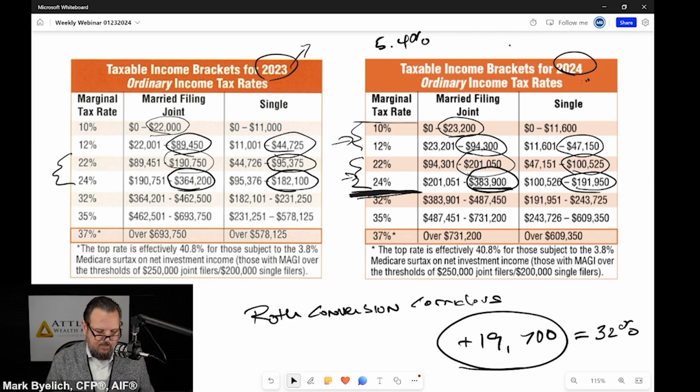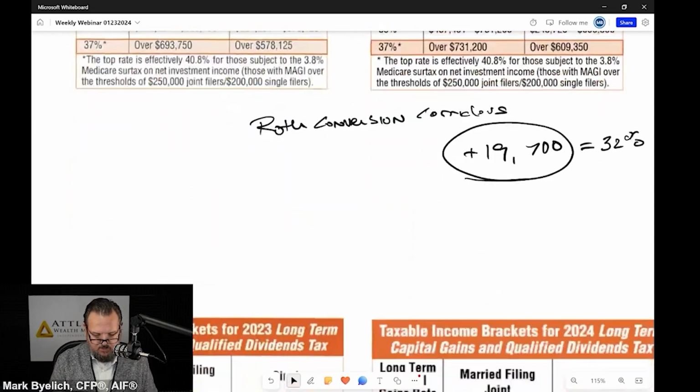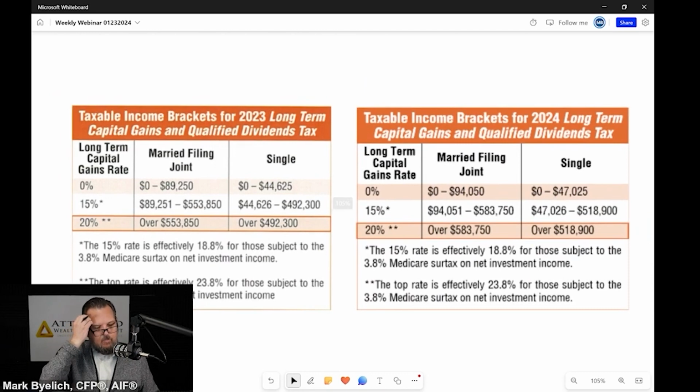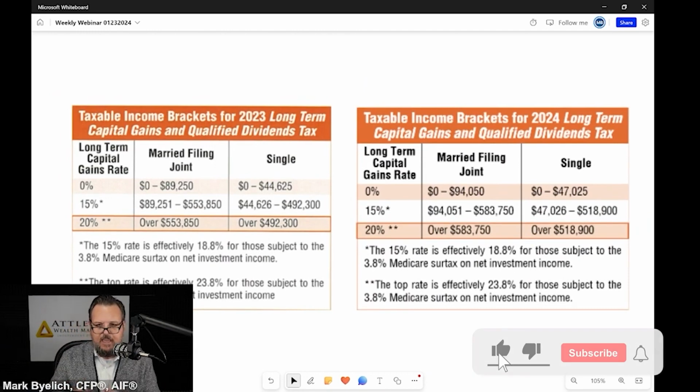So those are the differences in the ordinary income tax rates. Now let's look at capital gains. Remember what capital gains are. Capital gains are gains that come from growth within your investments.